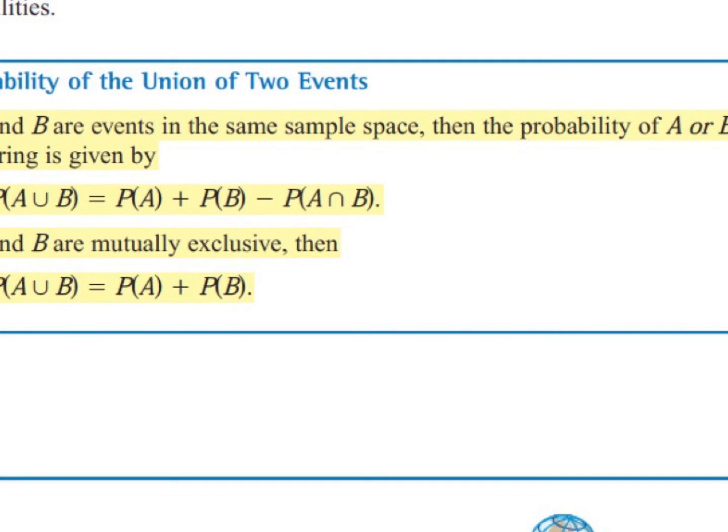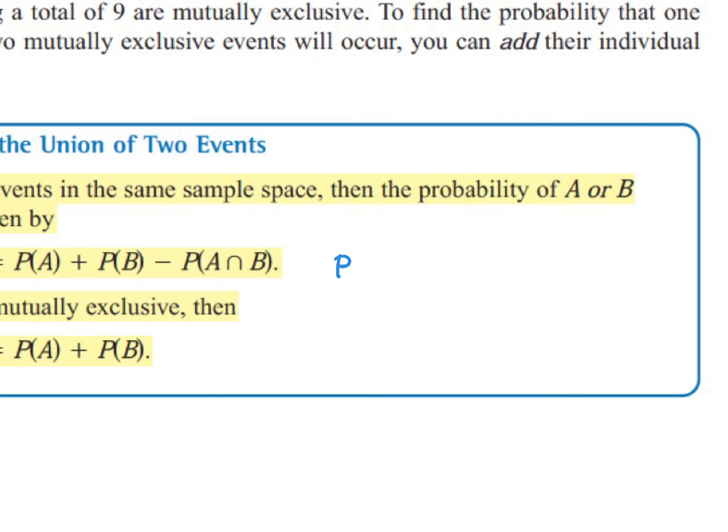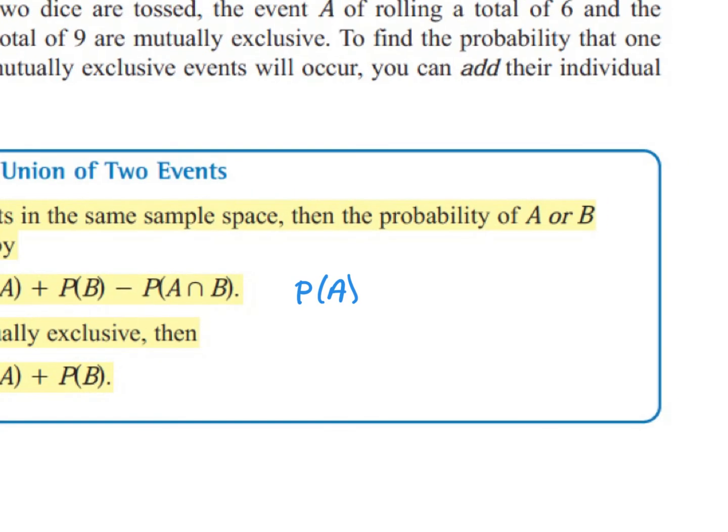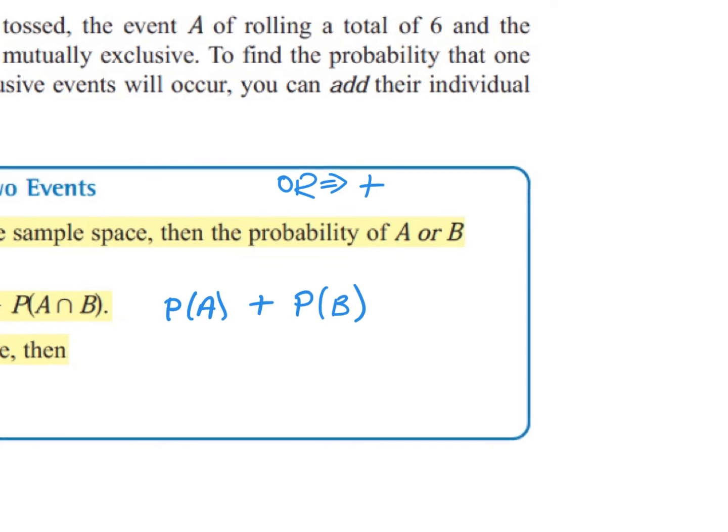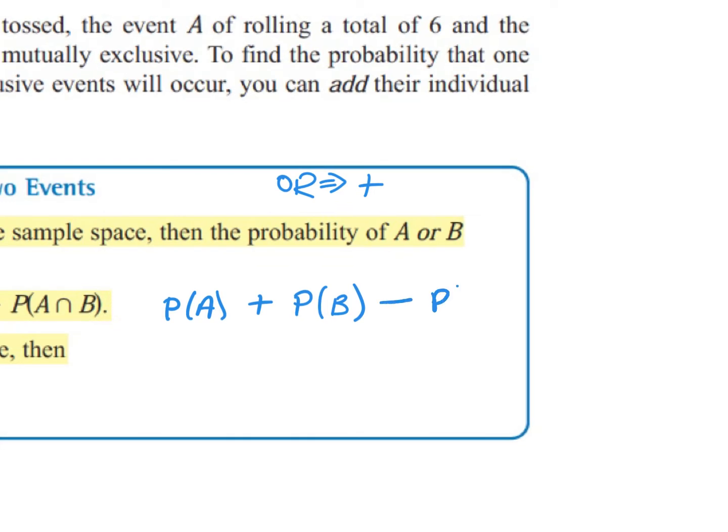So the way that we find this out, if you're overlapping, you'd find the probability of the first event happening. The word or in math means to add. Remember that. Or means add. Then you find the probability of the second thing happening. And then you have to subtract the overlap. This is for overlapping events. You find the probability of the first thing, the probability of the second thing, and then subtract what overlaps. And I'll show you in a second.